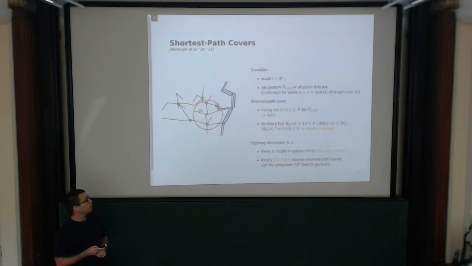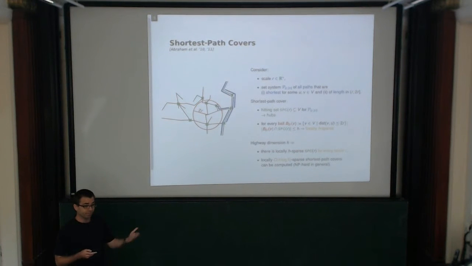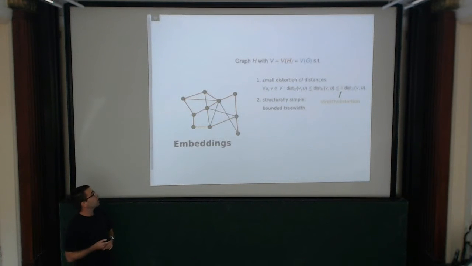OK, so now we have a graph of low highway dimension, and we want to come up with algorithms for these problems. So how do we do it? We use embeddings. OK, so what is an embedding? So given your input graph G, the embedding is another graph H on the same vertex set with two properties.